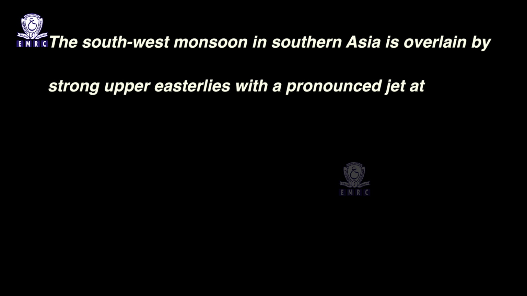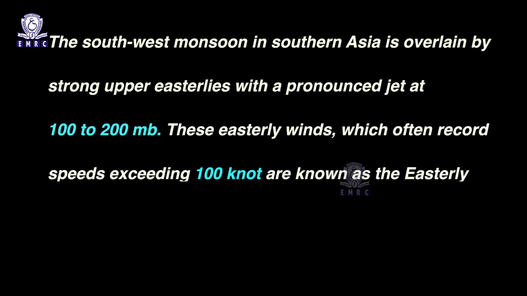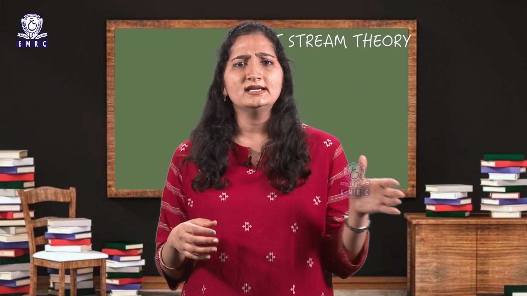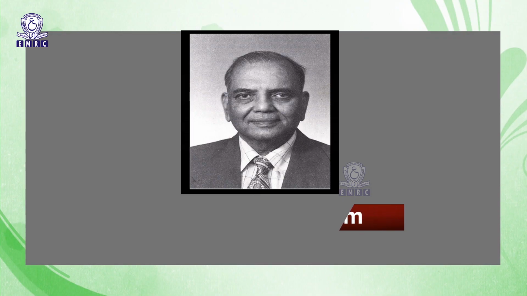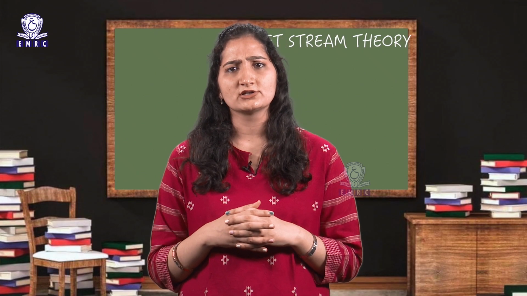The southwest monsoon in southern Asia is overlain by strong upper easterlies with a pronounced jet at 100 to 200 millibar. These easterly winds, which often record speeds exceeding 100 knots, are known as the easterly jet stream of the tropics. The easterly jet stream was first inferred by P. Koteshwaram and P. R. Krishna in 1952 and aroused considerable interest among the tropical meteorologists.